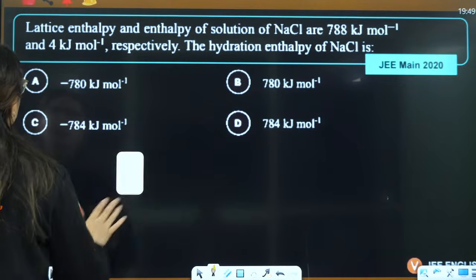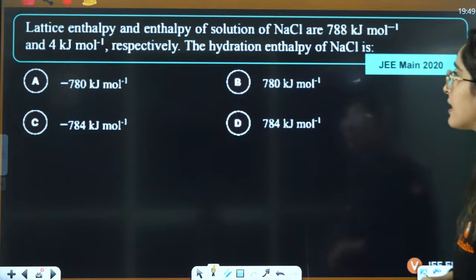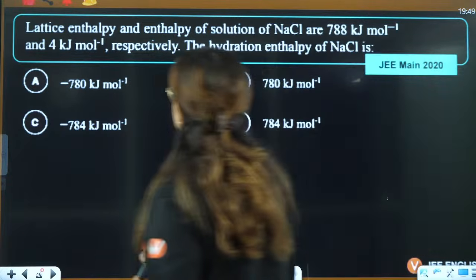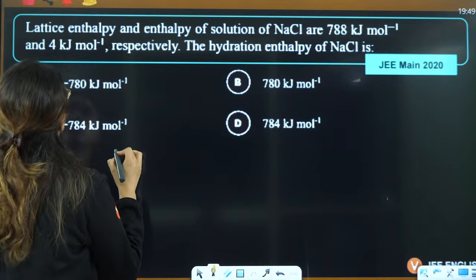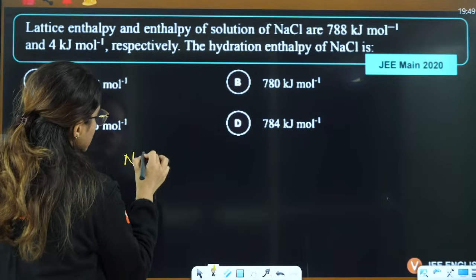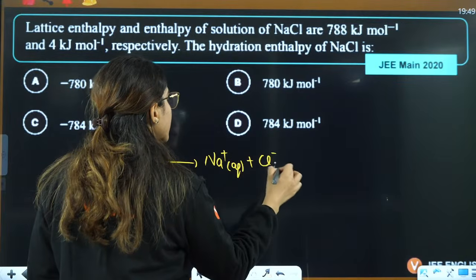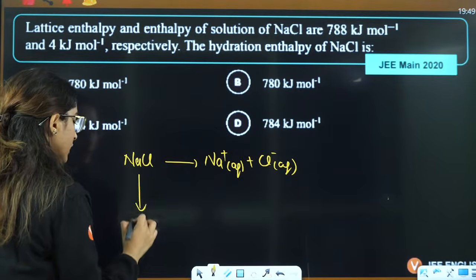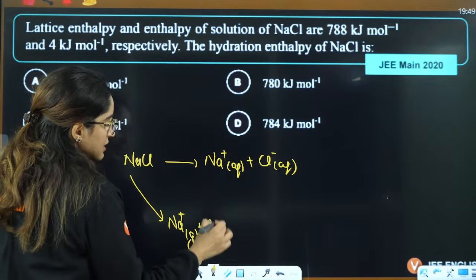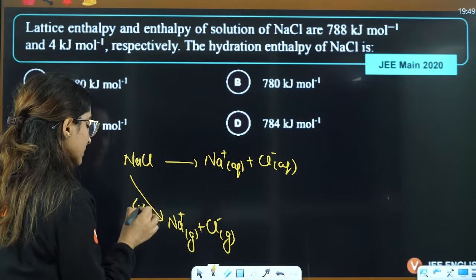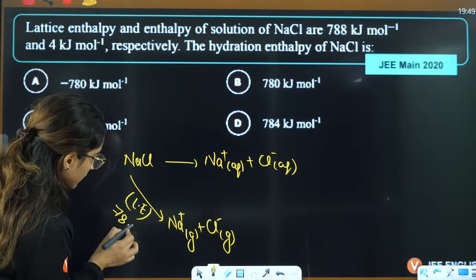Let's see this question that says lattice enthalpy and enthalpy of solution of NaCl. Lattice enthalpy is this, solution is this, hydration you have to calculate. They're talking about NaCl. Solution is to convert NaCl directly to Na positive aqueous and Cl negative aqueous, right? And when you convert it into Na positive gaseous and Cl negative gaseous, that is lattice enthalpy. Lattice enthalpy is given to you, 788 kilojoules.